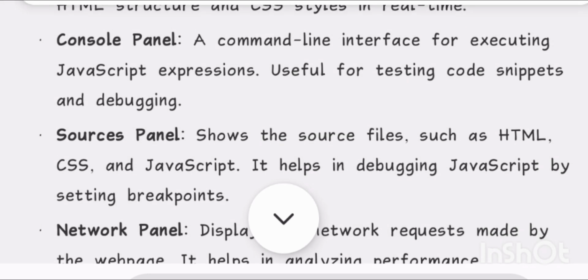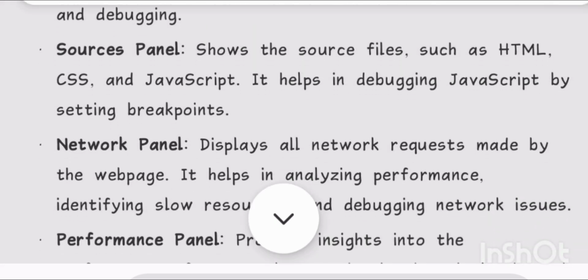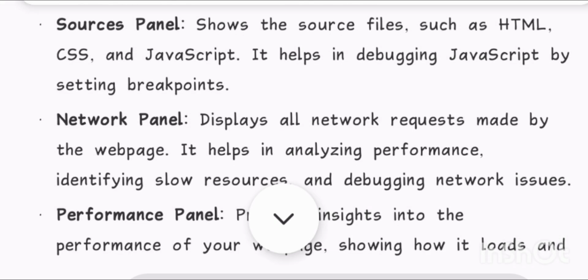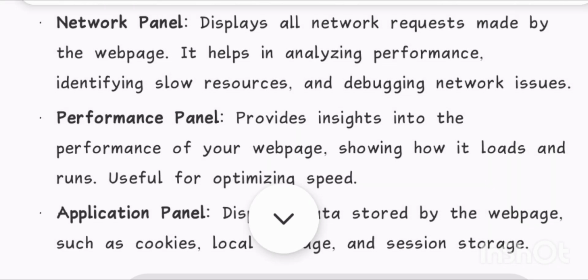Console panel, a command line interface for executing JavaScript expressions, useful for testing code snippets and debugging. Sources panel shows the source files such as HTML, CSS, and JavaScript. It helps in debugging JavaScript by setting breakpoints. Network panel displays all network requests made by the web page. It helps in analyzing performance, identifying slow resources, and debugging network issues.